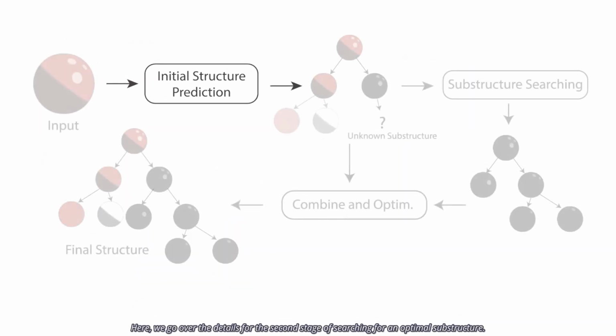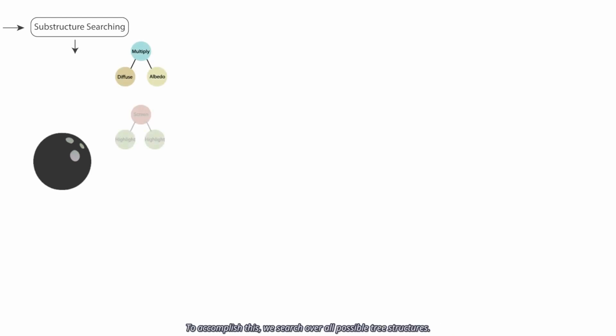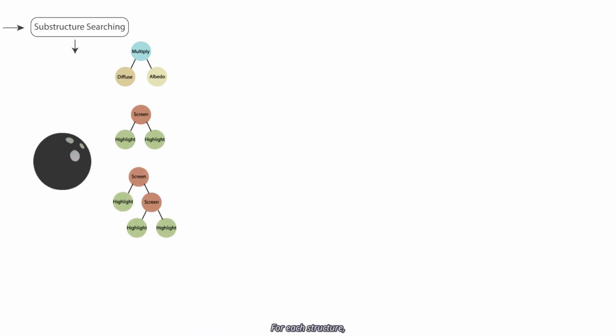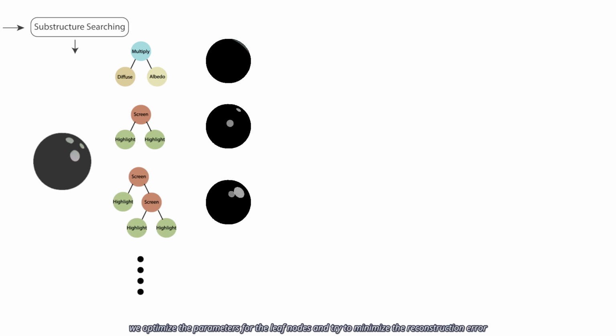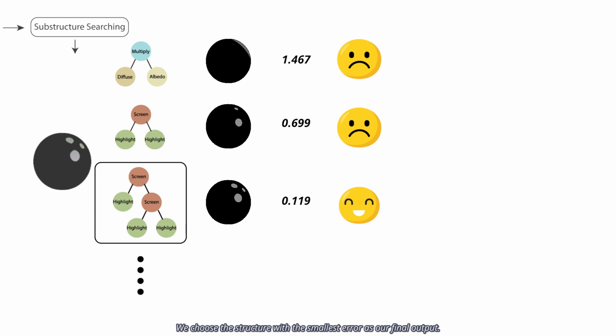Here we go over the details for the second stage of searching for an optimal substructure. For each node that is not successfully decomposed in the first stage, we aim to find the optimal substructure to explain the shading in this stage. To accomplish this, we search over all possible tree structures. For each structure, we optimize the parameters for the leaf nodes and try to minimize the reconstruction error between the execution result of this tree and the input image. Afterwards, we calculate the reconstruction loss between the optimized result and the input and compare it among all candidates. We choose a structure with the smallest error as our final output.